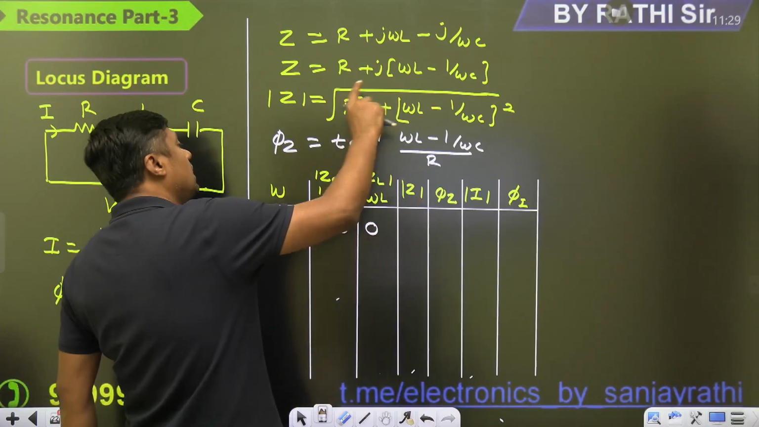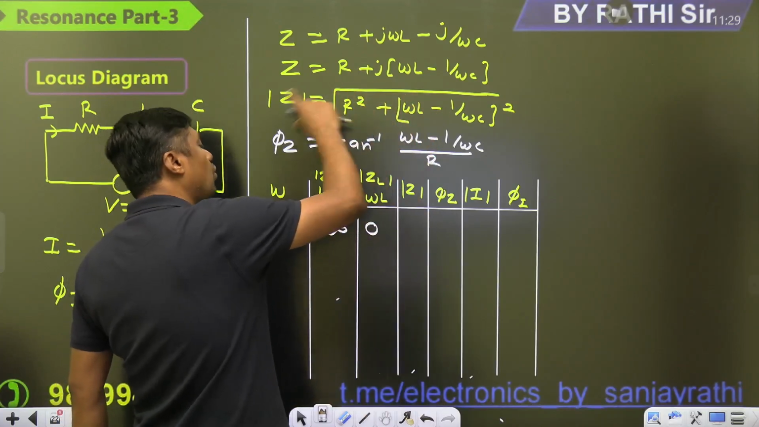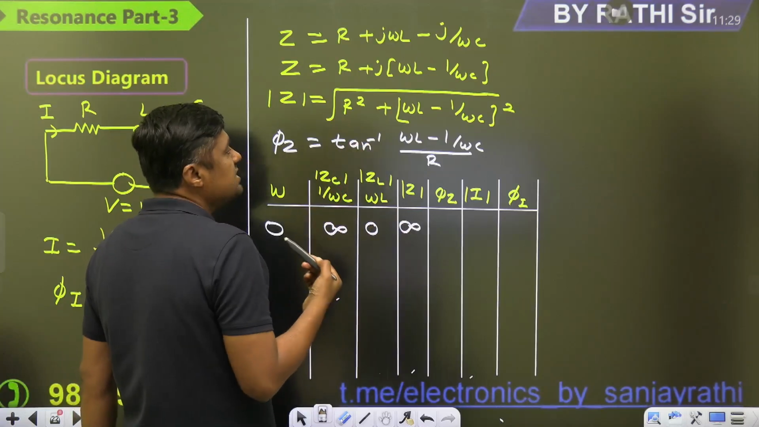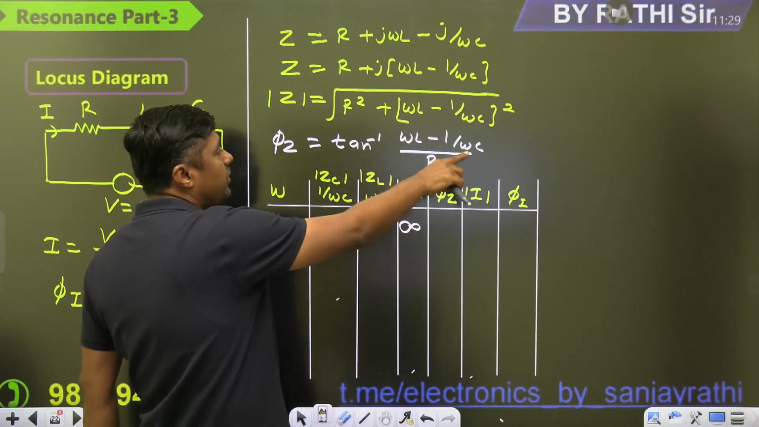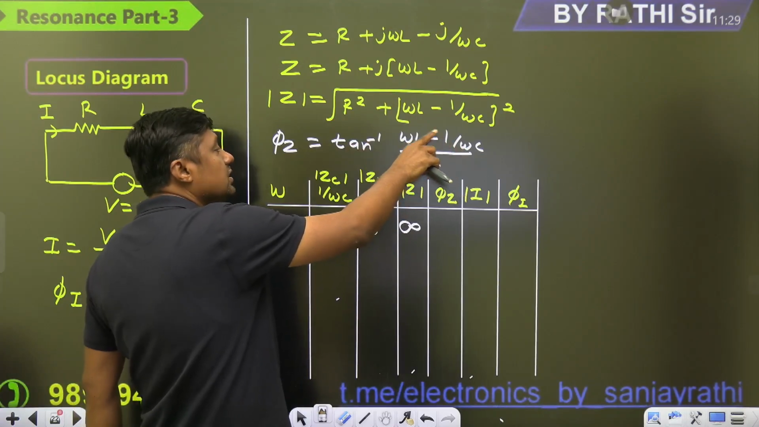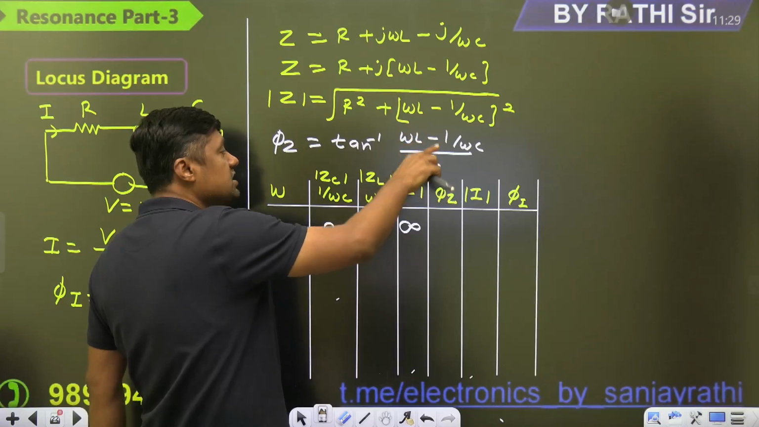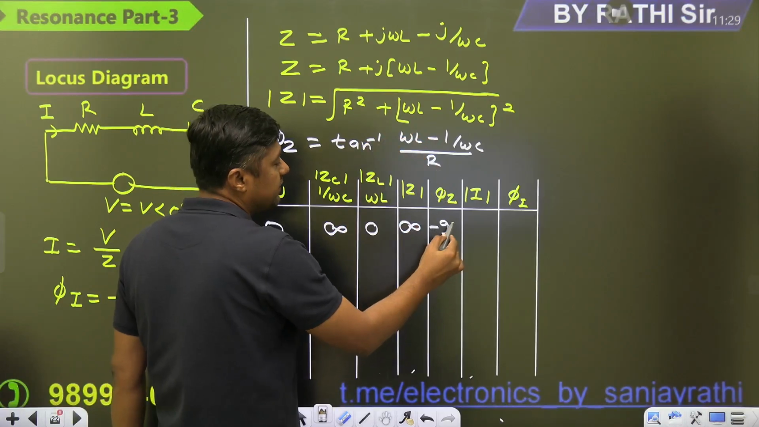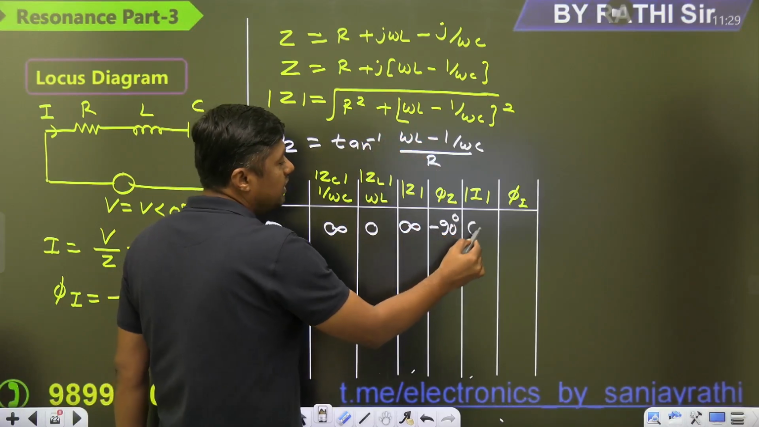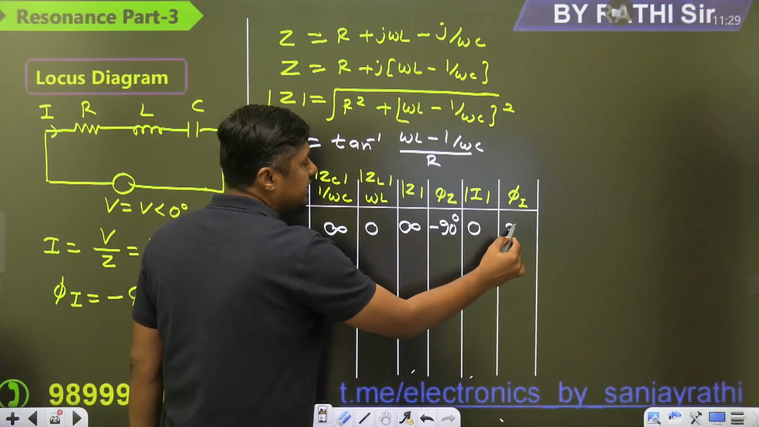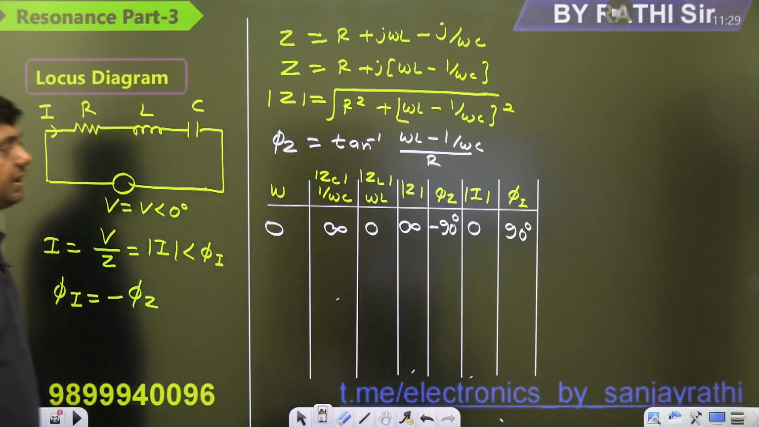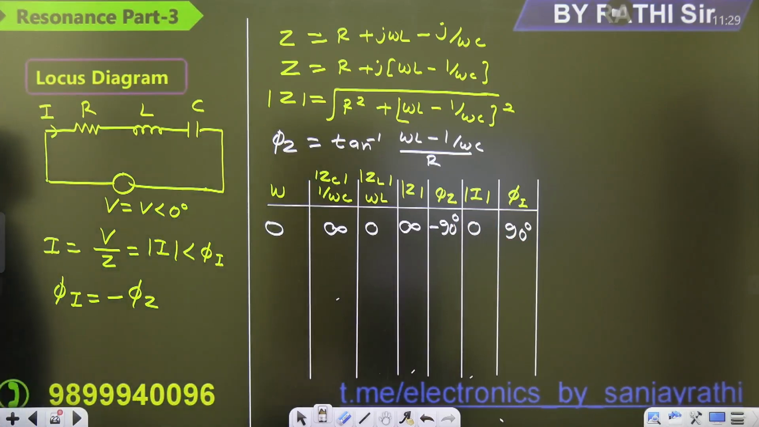But when any one of these is infinite, overall impedance will become infinite. Phi Z, watch this. When omega C is infinity, this term completely becomes minus infinite. What is the tan inverse of minus infinite? Minus 90 degree. I will become 0 and the angle will become plus 90 degree. Plus 90 degree. That is the case.